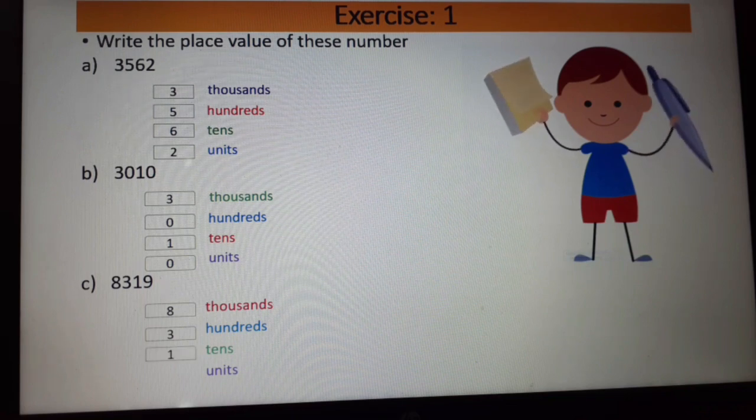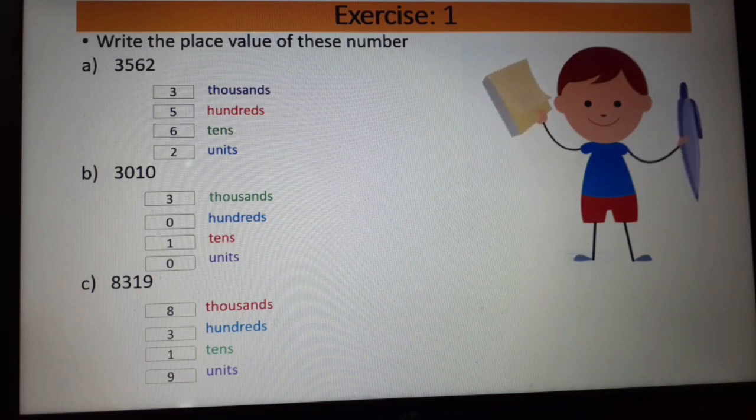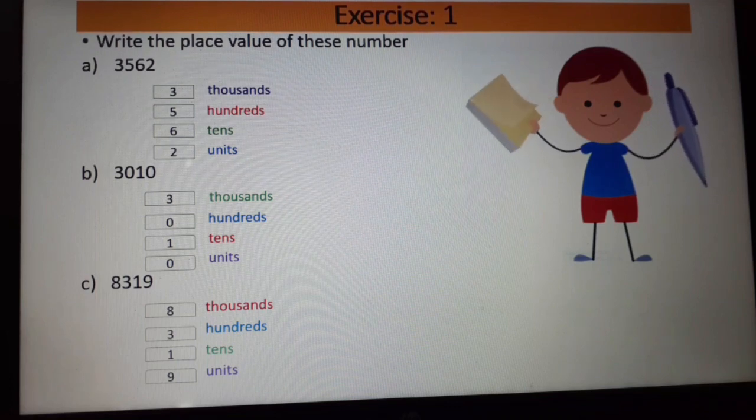And the last digit of the number 8319 is 9, which will be in the units place value. So the place value of 9 is units, the place value of 8 is 8000s, the place value of 1 is 1 tens, and the place value of 3 is 300s.